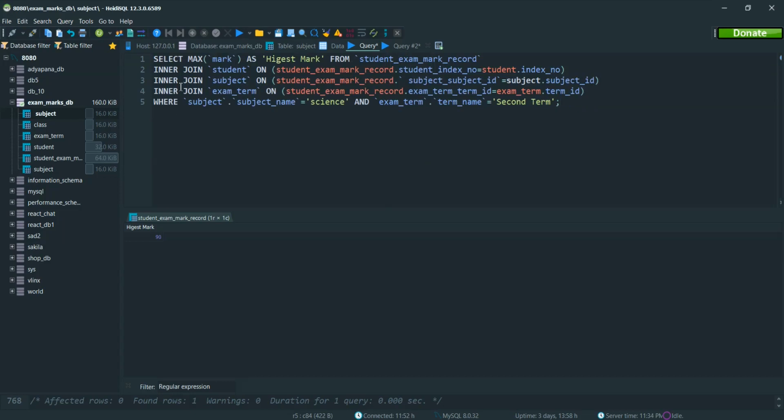So this search query is also quite similar to the previous one. Here also I have used the max function and have joined the three tables, and here are the conditions. Let's execute and see. So the highest mark comes as 95. So the answer for the second question is 95.